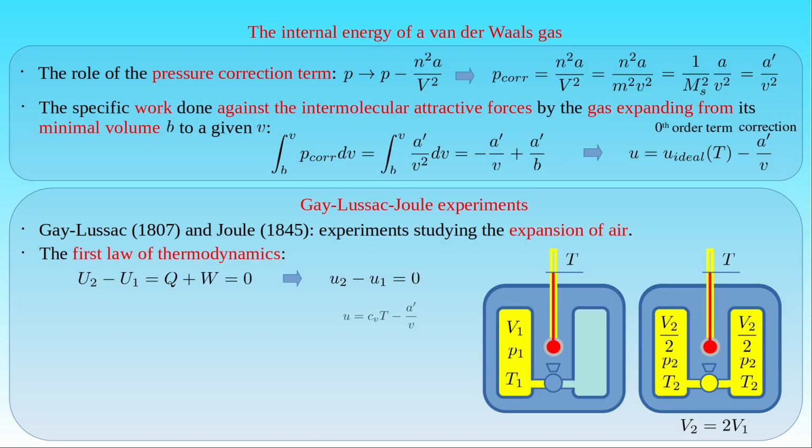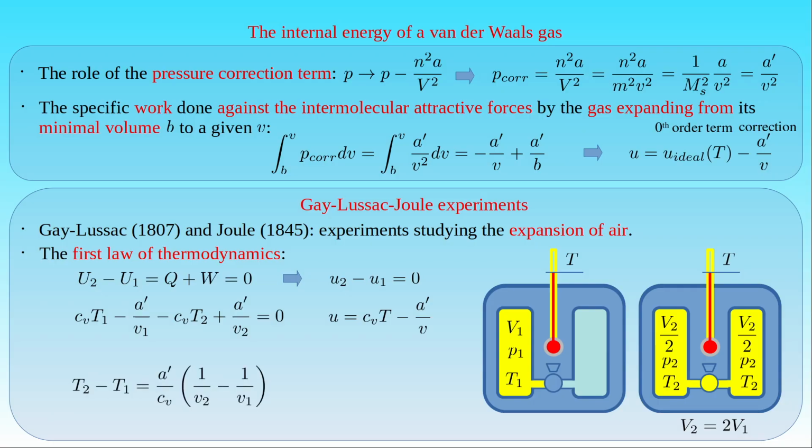The specific internal energy of a real gas is given by the difference between its specific heat capacity CV at constant volume times its temperature T, and its modified pressure correction constant A' over its specific volume V, and this expression can be substituted into the first law. This gives an equation stating that CV times T1 minus A' over V1, minus CV times T2 plus A' over V2 vanishes. If we express the difference between the temperatures T2 and T1, we can write it as A' over CV, times the difference between 1 over V2 and 1 over V1.